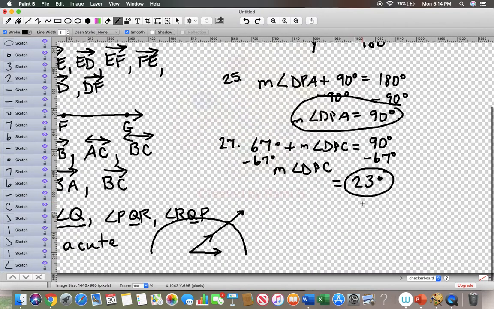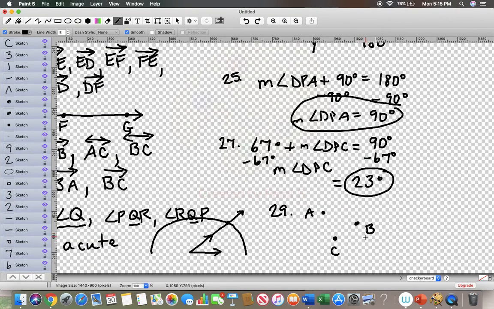All right, number 29. Okay, first off, directions. How many lines can be drawn to connect any two of 3 points that are not on the same line? What does that mean? Well, I've got 3 points right here. Let's label those points A, B, and C. What did I just make? Well, I made a plane.